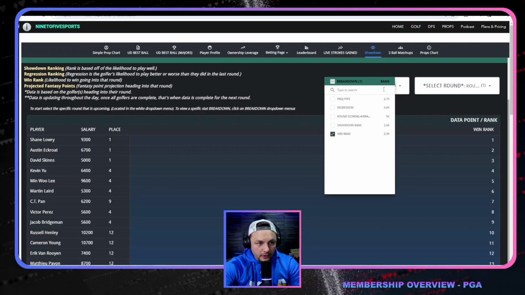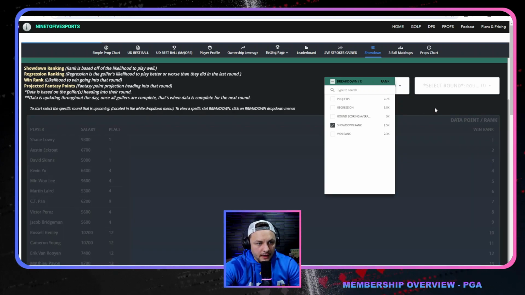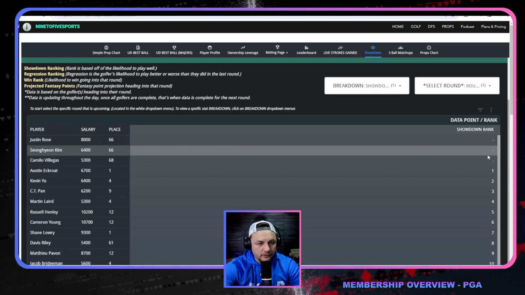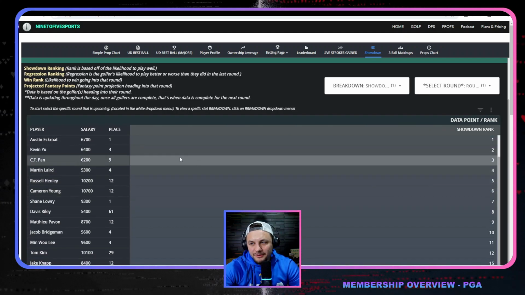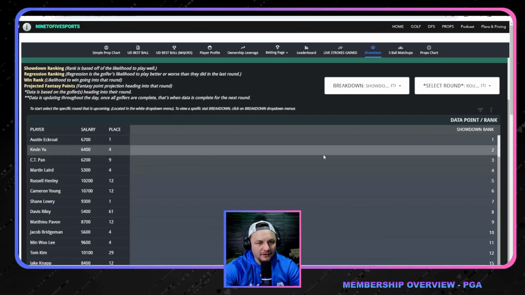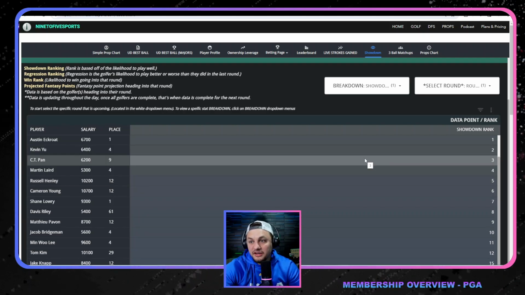You could just look at Showdown. You could just look at projected fantasy points. But yeah, Showdown rank is just going to be pretty straightforward, telling you guys who the best plays are for that round. And round 4 is a little bit different. I don't like playing round 4 Showdown because we're taking the finishing position into consideration then.